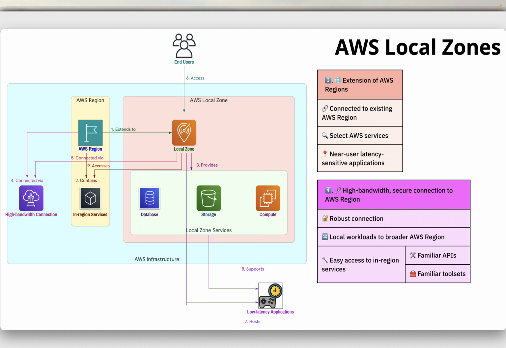APIs and toolsets. So basically a local zone is a newer feature which helps to bring all the regular AWS services, the common ones around database, storage and compute, near to your local data center. They will be connected to the main region, and then you can deploy some services in your data center which will provide ultra low latency to your applications. If some applications need very low latency and very fast performance, then you can deploy those services in your local data center using this local zone feature.